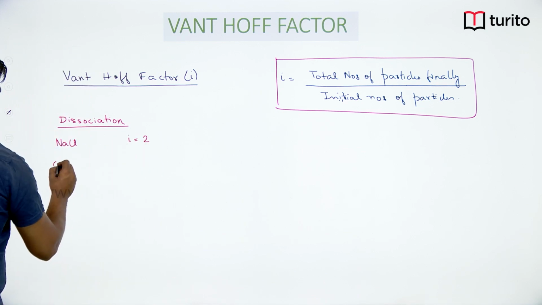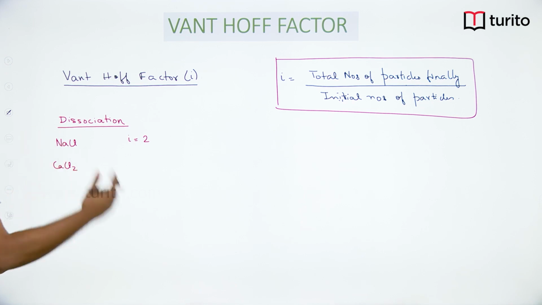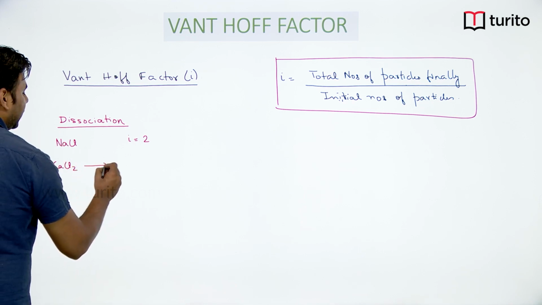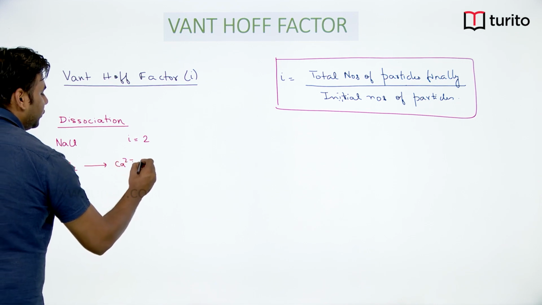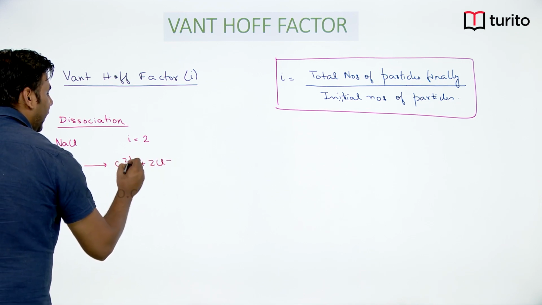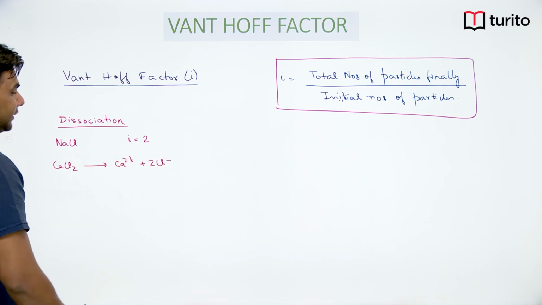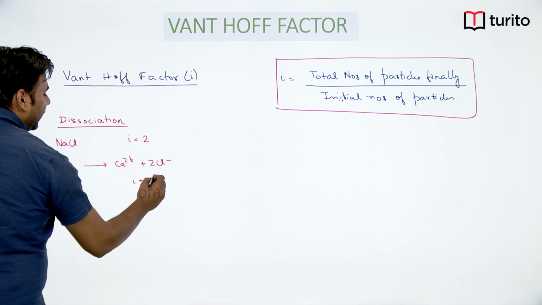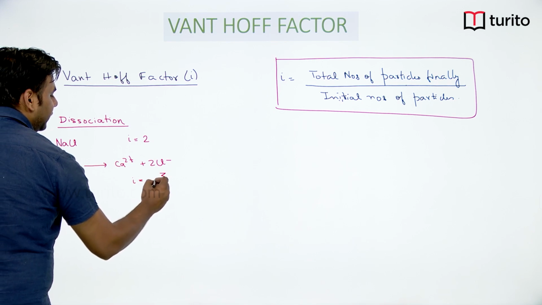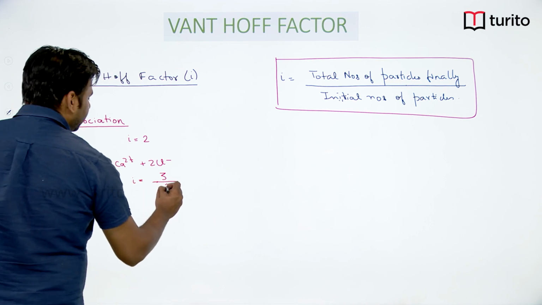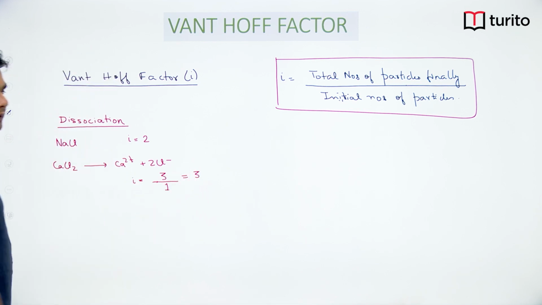Similarly, if you take calcium chloride, assuming that calcium chloride is 100% ionized, when you add this it would break into Ca2+ and 2Cl-. So you added initially only one particle, but in the solution there are 3 particles. So the final number of particles, which was 3, divided by the initial number of particles, only one, gives a Van't Hoff factor of 3.